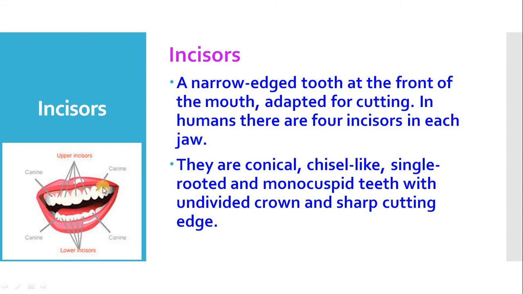Cutting of food particles. In humans, there are 4 incisors in each jaw. These are the first incisors, then after 2 small incisors on the side of the first incisors. So 1, 2, 3, 4. Similarly, there will be 4 incisors on lower jaw. They are conical, chisel-like, single-rooted, and monocuspid. Cusp means projections on the surface of the teeth, with undivided crown and sharp cutting edge. Okay, this is the property of the incisors.